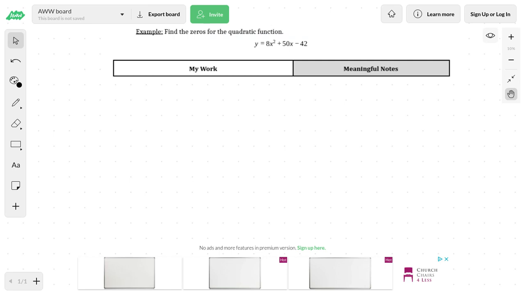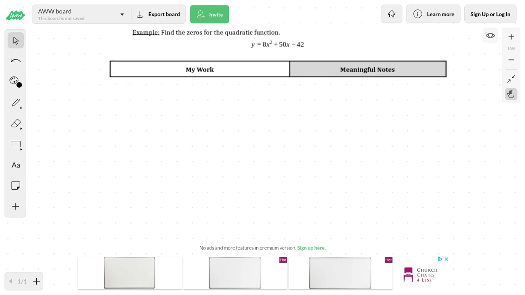So we're going to do the work on one side and do some meaningful notes on the other. So we're going to start with step 1. Let's just say we want to make sure it's in standard form first, which it is. And so we can move on to a real first step.